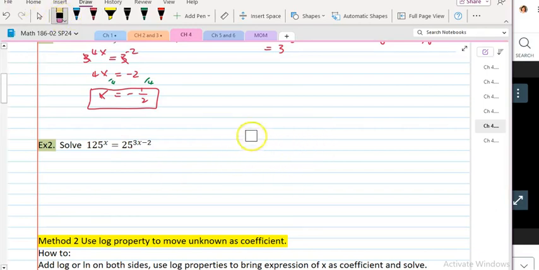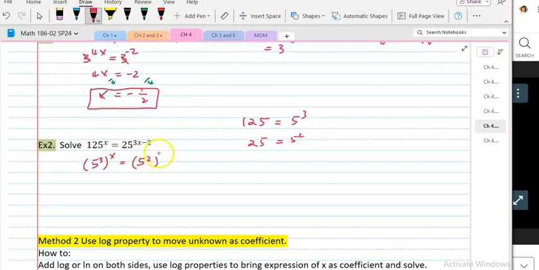So what we can do is write them both as the same base. I know 125 is 5 cubed, and I know 25 is 5 squared. So I replace both of the bases by another base, so they have the same base, 5. The right side is 5 squared, and then outside the 3x minus 2 that you have. Now, log of m to the n equals n times log m, so it'll be 5 to the 3x equals 5 to the 2 times 3x minus 2. 2 times 3x is 6x. 2 times 2 is minus 4. Now they have the same base, I can cancel them. 3x equals 6x minus 4. I can just solve it as a linear equation.